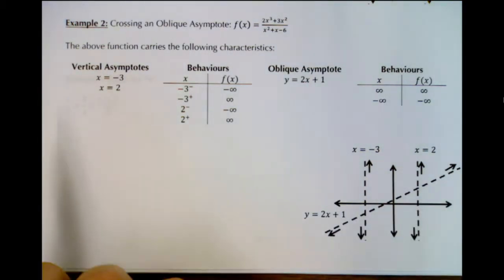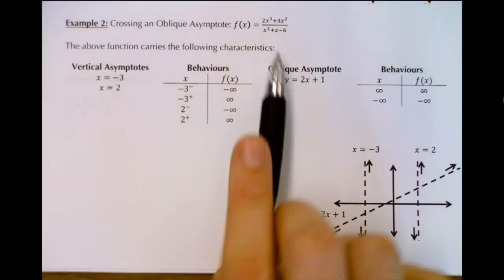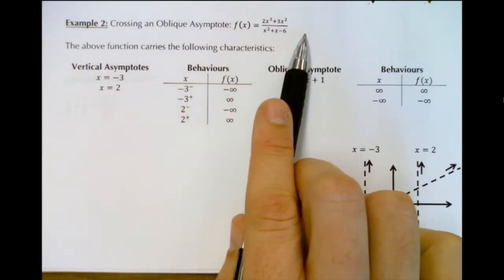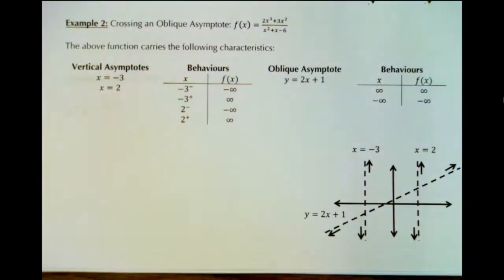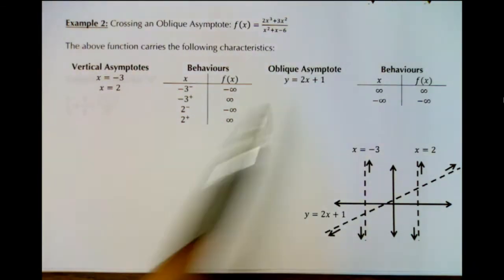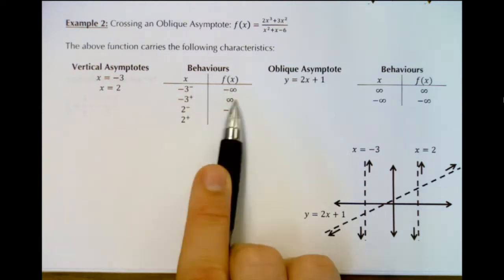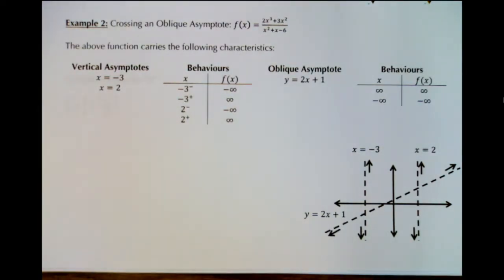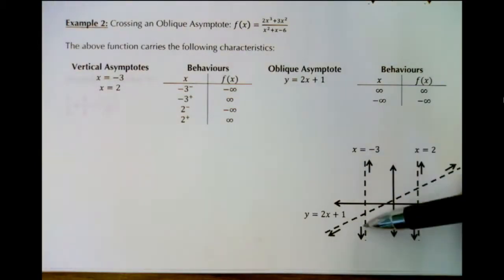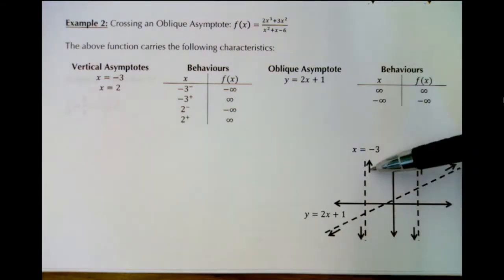I've done the behaviors around the vertical asymptotes, and the vertical asymptotes come from factoring the denominator and looking for each root. There are 2 roots, -3 and 2, so we have 2 vertical asymptotes at -3 and 2, and I've done the behaviors around those vertical asymptotes by testing values around the vertical asymptote values. What I found was that at -3 on the left side, we're going down to -infinity. On the right side, we're going up to positive infinity.